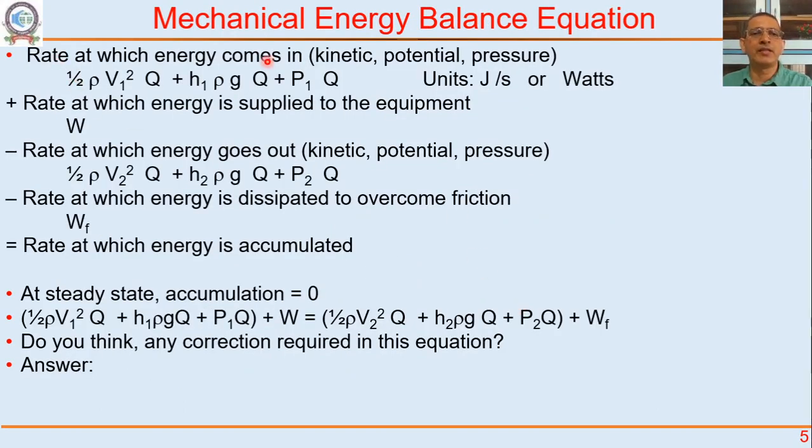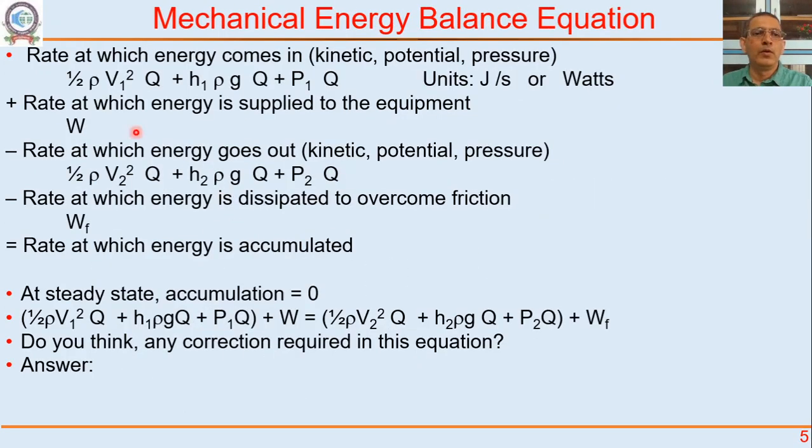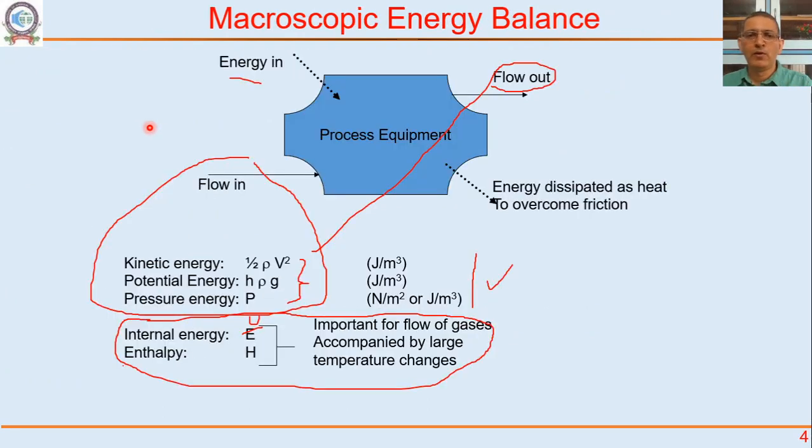So the rate at which energy comes in because of the flow will be half rho v1 square at location 1. Let's say entry we call location 1, exit we call location 2. Let's just write that as well. Entry we want to write as location 1, so this is our location 1, and exit we would like to write as location 2. It is the exit of flow, where the flow, mass or a fluid, is going out.